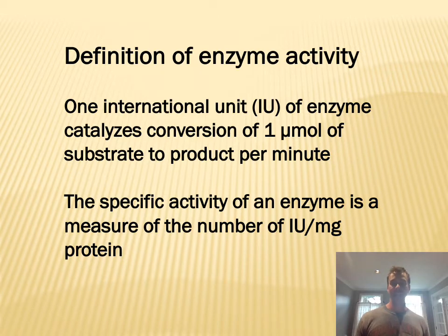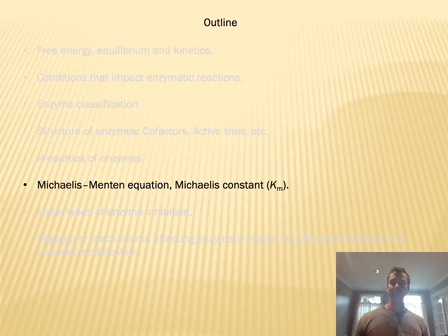The specific activity is the measure of international units per milligram of protein. So total activity is just the units, but then how specific it is, so it's X number of units per X milligrams of protein. These will come into play when we talk about Michaelis-Menten kinetics. So it's important to understand total activity versus specific activity.